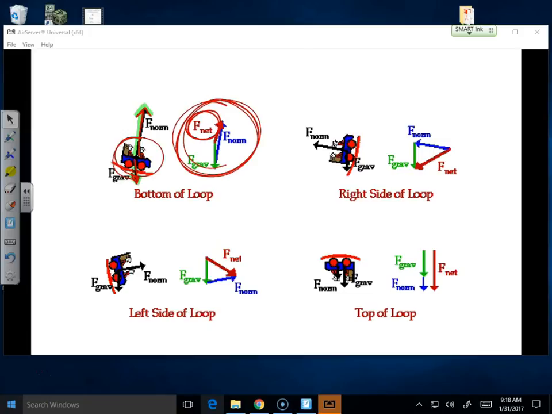Now, if you're over here on the side of a loop, you can still see you have the normal force pulling this way, and gravity is pulling that way, and then you say, what's the overall force that you probably feel? What's the combined effect? Because you probably don't feel two different forces acting on you, right? You feel one combined force. But what do you notice about the difference between the arrows drawn on the left and the arrows drawn on the right?